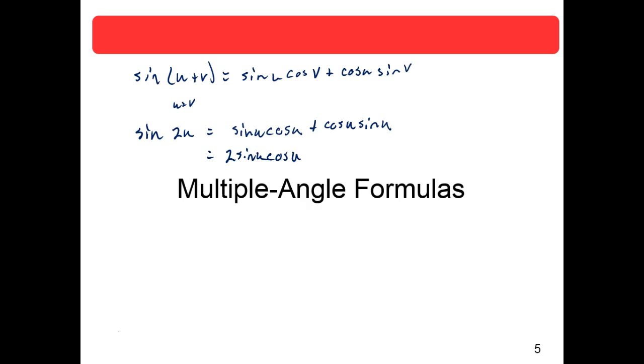Would you think we can do anything like that with cosine? What was cosine of u plus v? Anybody? I know it was a long time ago, but we can remember, can't we? Cosine u cosine v, minus sine u sine v. Oh my. And then guess what we're going to do? Let's say, what happens if u is equal to v? What does the left-hand side become?